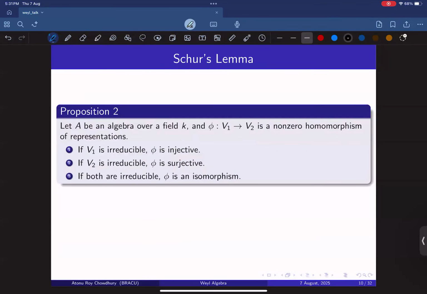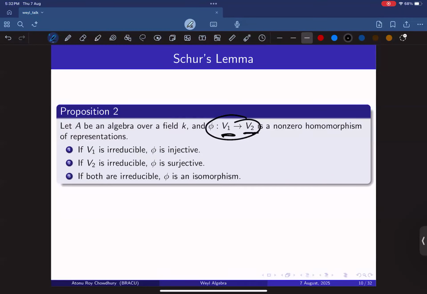Now we are gonna see a very pivotal result in representation theory, which is called Schur's lemma. It says basically, let's say phi is a non-zero homomorphism between representations. If the domain space is an irreducible representation, then the map must be injective. In the other case, if V2 is irreducible, then the map must be surjective. And if both are irreducible, then phi is an isomorphism.